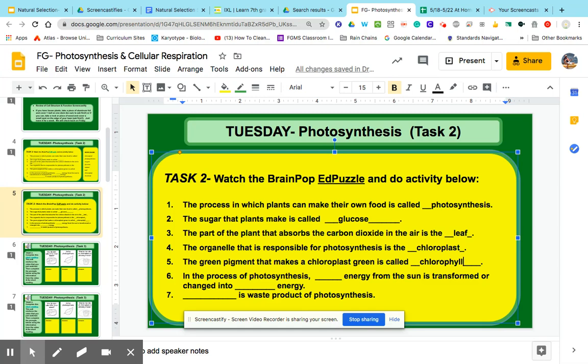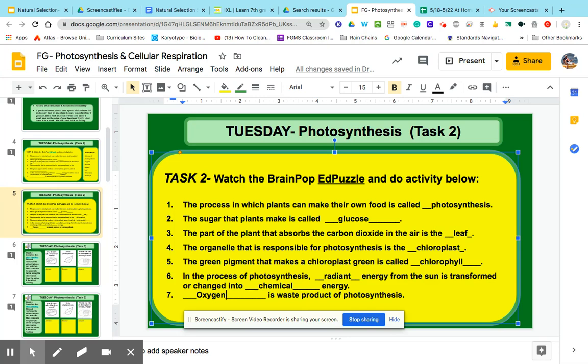Number 6, in the process of photosynthesis, radiant energy, remember, radiant energy is energy from the sun, is transformed or changed into chemical energy. Remember when we did energy, we talked about the fact that chemical energy is released when bonds are broken. Okay. So the chemical energy is stored in the bonds of the glucose, and then later on it gets broken down. Number 7, the waste gas, so important to us in photosynthesis, is oxygen.